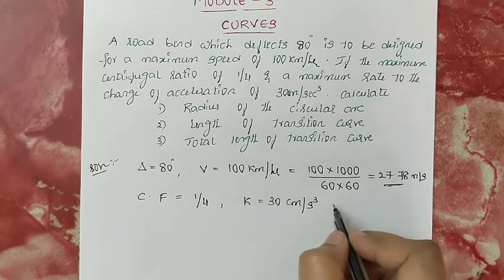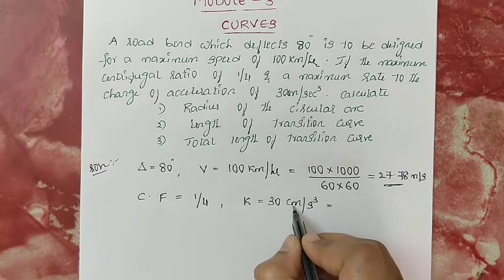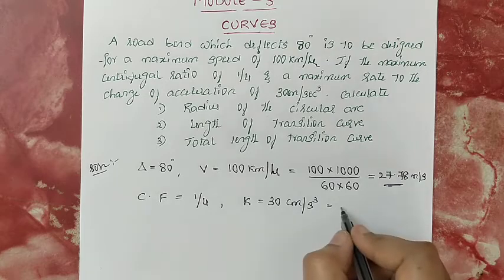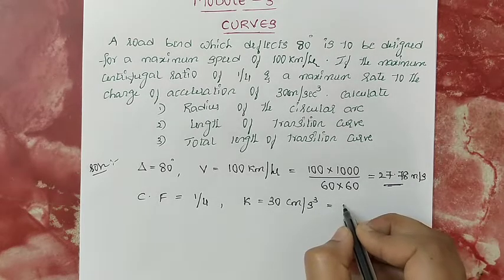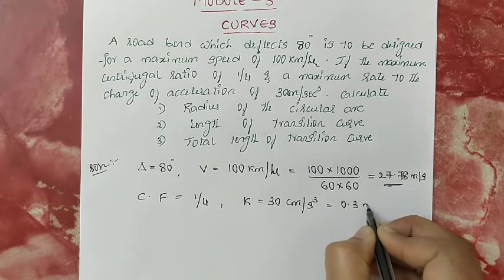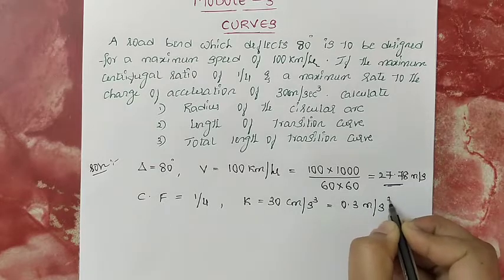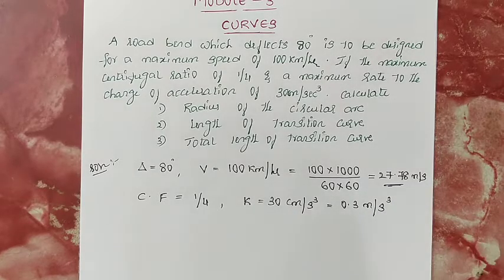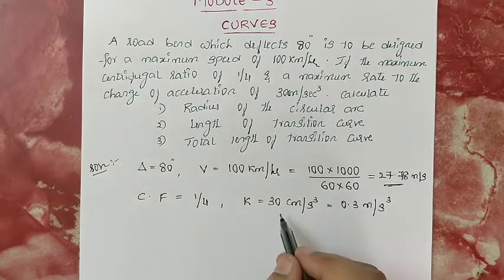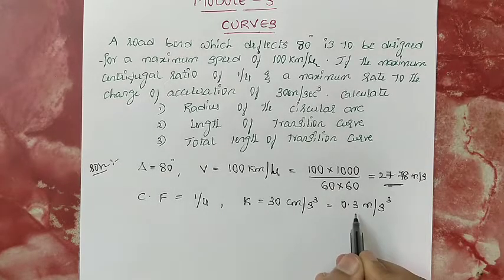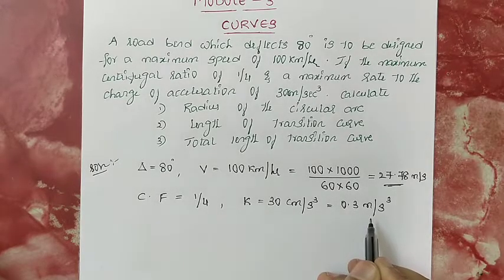Convert that in terms of meter per second. It is in centimeter, convert that into meter. Divided by 100, that will be 0.3 meter per second cube. 1 meter is equal to 100 centimeter. So 30 divided by 100 is equal to 0.3 meter per second cube.